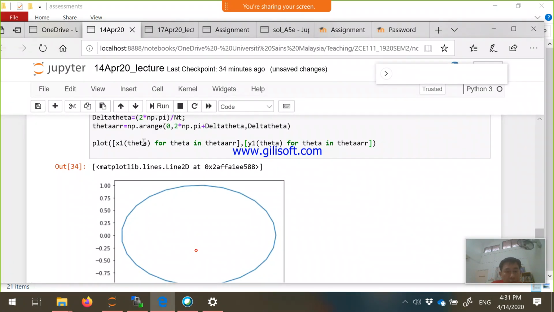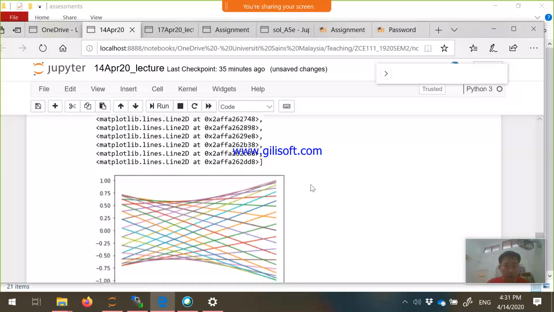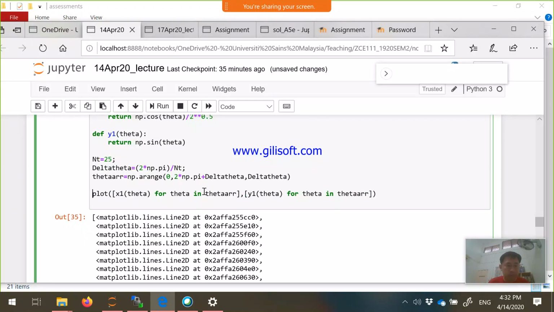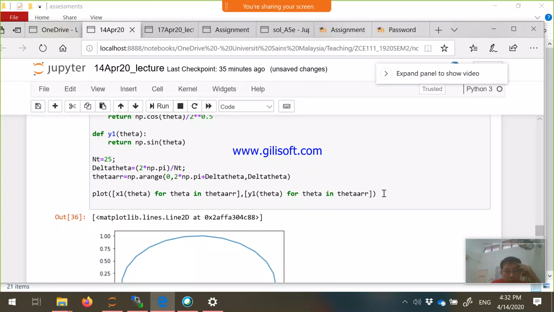So it should not be enclosed in another array. So I just call it parametric curve 1, which is defined to be like this. And then I just plot this. No, it doesn't work like that. I still have to put this in this form. Okay, only then it works. So this is a parametric curve, and if I were to plot it, I might as well put it into a dot form so that I can see it more clearly. So I put it into a dot form, then this is how it looks.